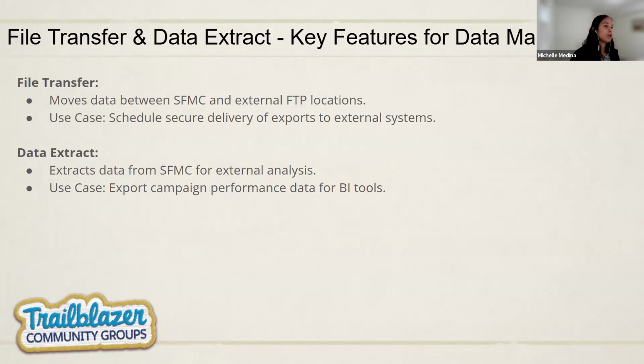And then I also wanted to talk about two more activities within Automation Studio that can be leveraged for data management. The file transfer activity is just moving data between Marketing Cloud and external FTP locations. A common use case is that you can schedule data extension exports to external systems. And then the data extract activity extracts data from Marketing Cloud for external analysis. A use case here would be exporting campaign performance for BI tools and being able to analyze that data outside of Marketing Cloud.